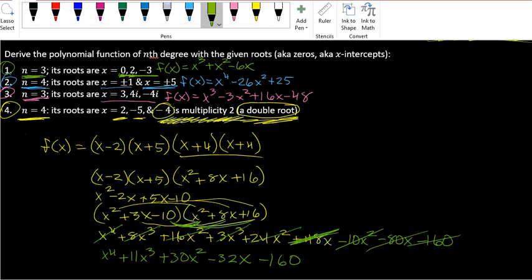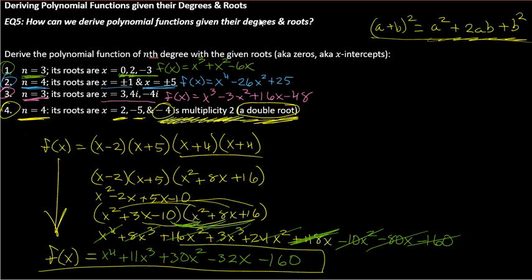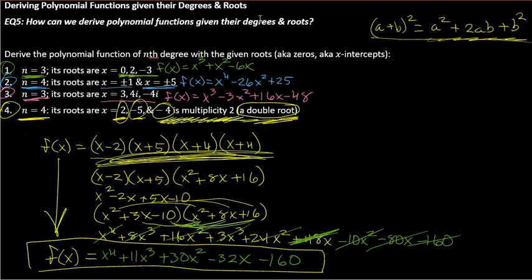So f of x is equal to this guy here, a fourth degree polynomial with these four roots, 2, negative 5, and negative 4, with a multiplicity of 2. Okay, so when you see multiplicity of 2, remember that just means it's a double root. That means it's there 1, 2 times. And later on in college algebra, you'll see multiplicity 3 or multiplicity 4. You know that just means it's going to be there that many times.